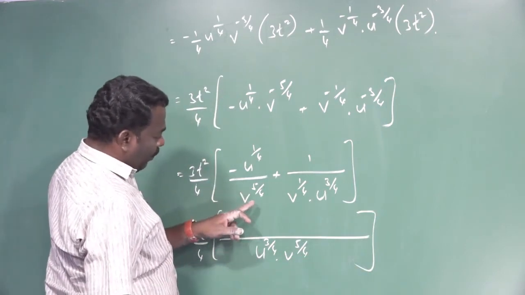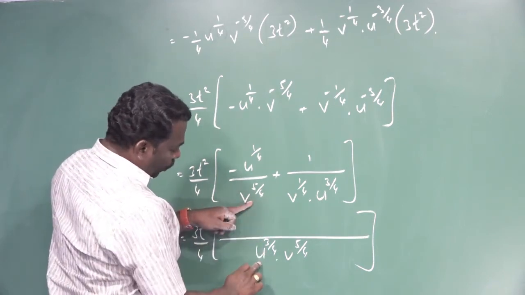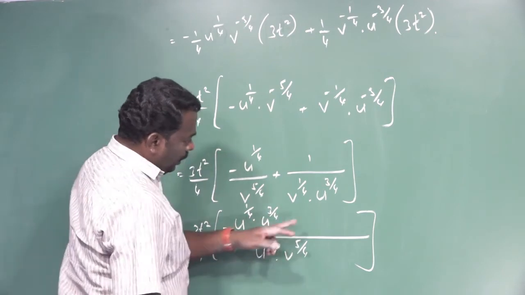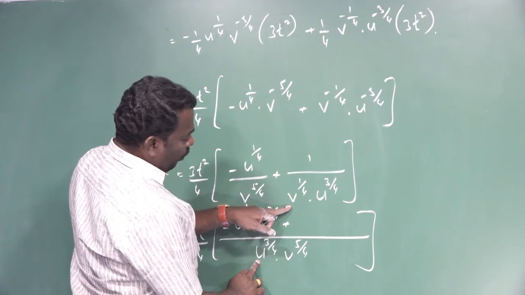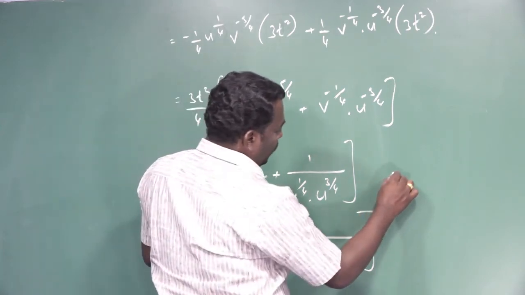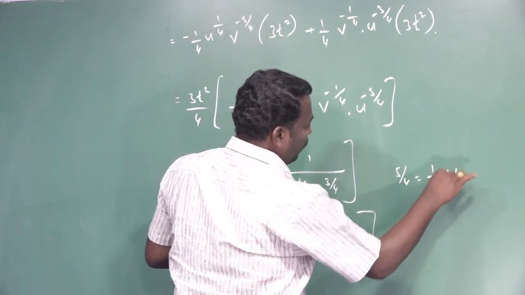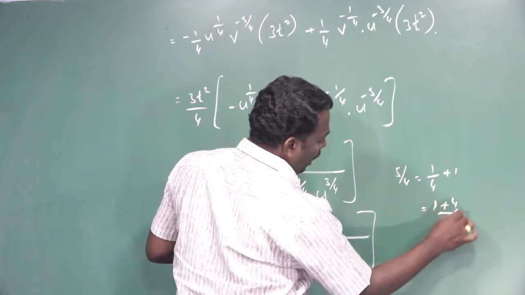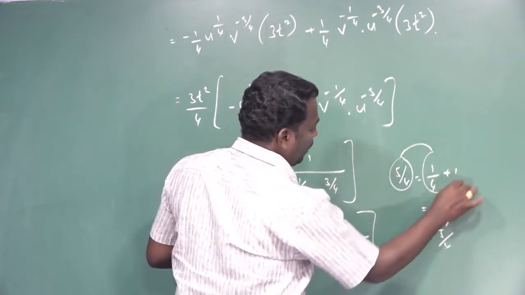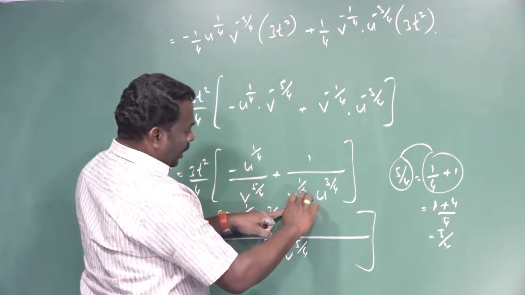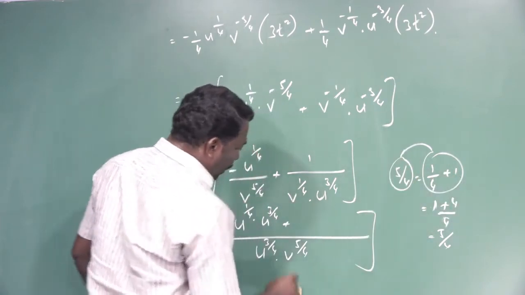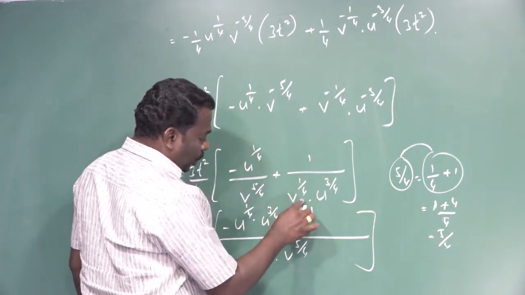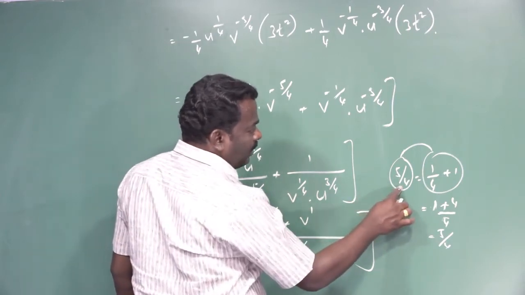Now v power 5 by 4 we already have in the denominator, we want to multiply with the numerator u power 3 by 4. Therefore minus u into 1 by 4 into u power 3 by 4 plus the second one, u power 3 by 4 we have, but we have the term v power 1 by 4. We want to make it the common number 5 by 4. Therefore 5 by 4 is equal to 1 by 4 plus 1. So 5 by 4 we can write as 1 by 4 plus 1. Already we have 1 by 4, we want to multiply with the power v power 1. Therefore v power 1, v power 5 by 4. We make it the common number equal to v power 5 by 4, that is 1 by 4 plus 1.